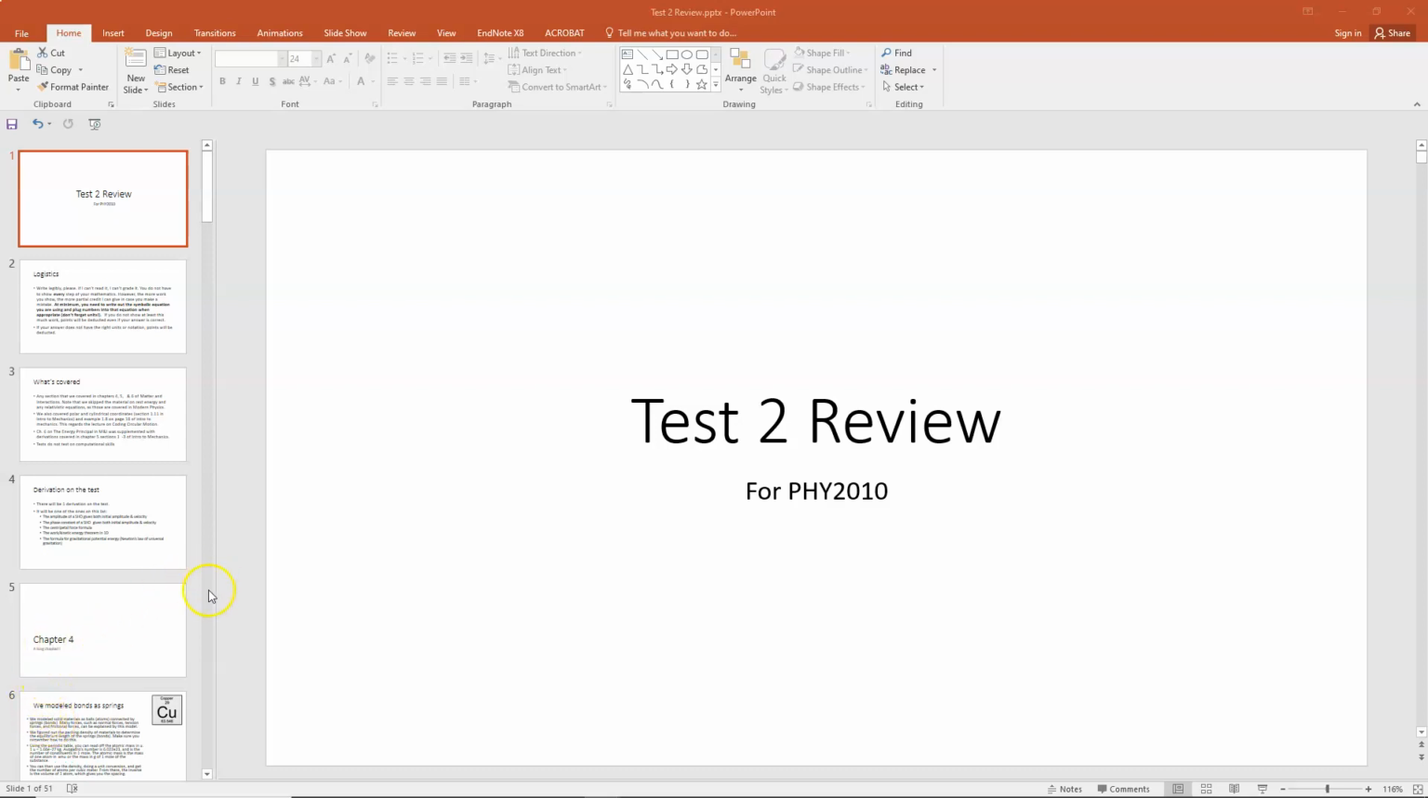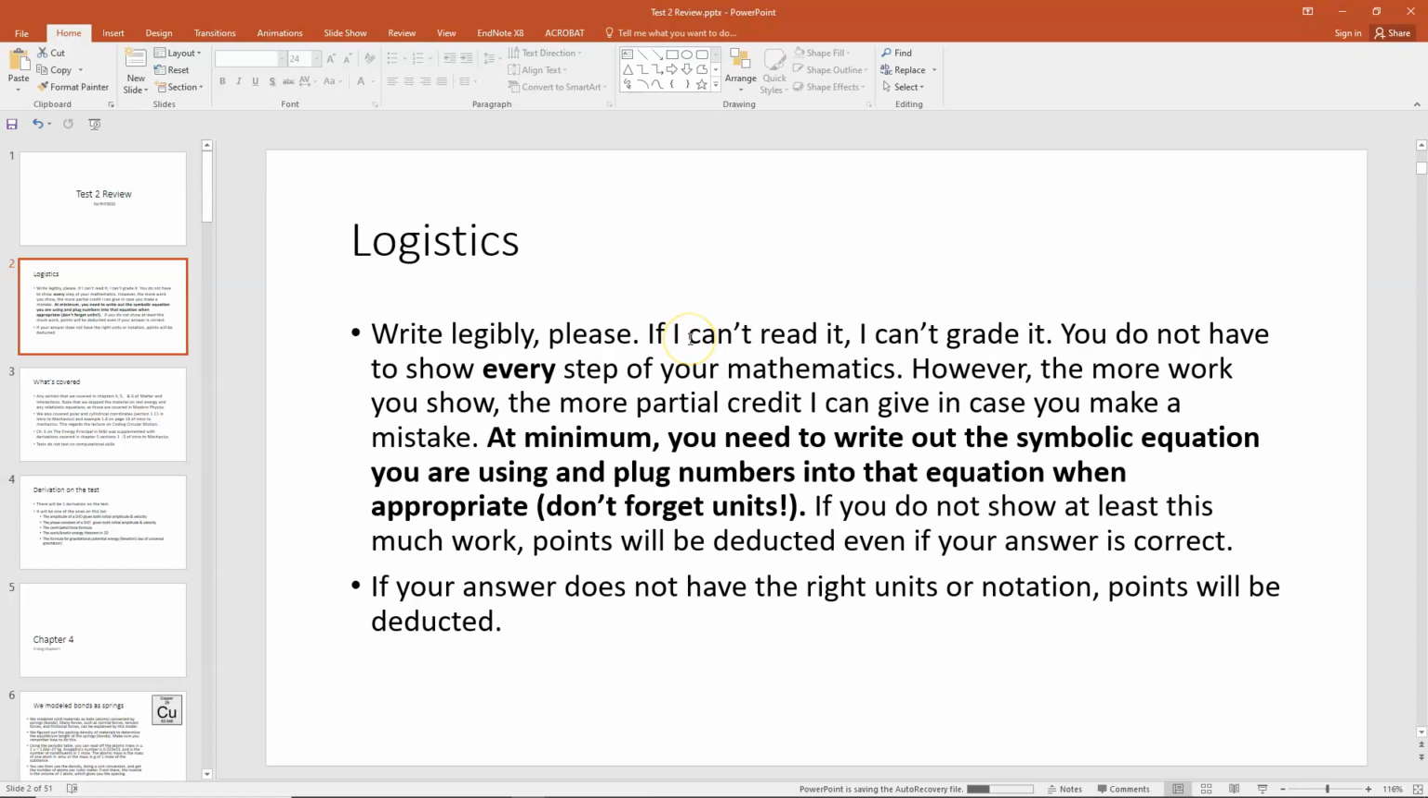Everybody. So in today's lecture, I'm going to go over the test 2 review for Physics 2010 in fall of 2021. First of all, please remember that if I can't read it, I can't grade it. So you don't have to be Pablo Picasso with your beautiful, gorgeous handwriting or anything, but just make sure that I can read it and that I can follow it, and that it's laid out in a linear, logical fashion.